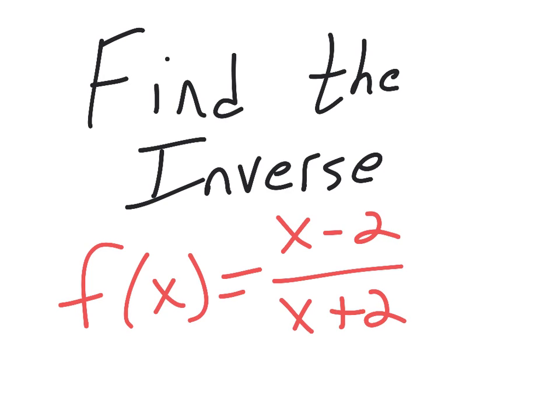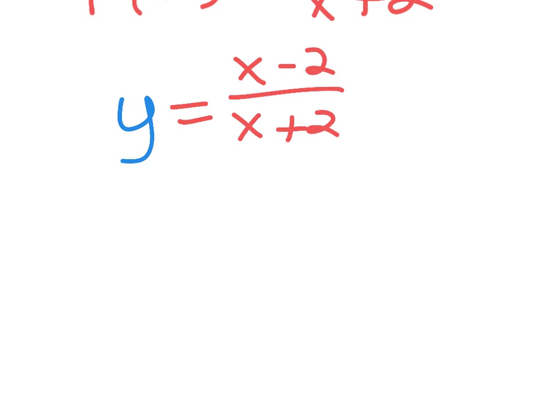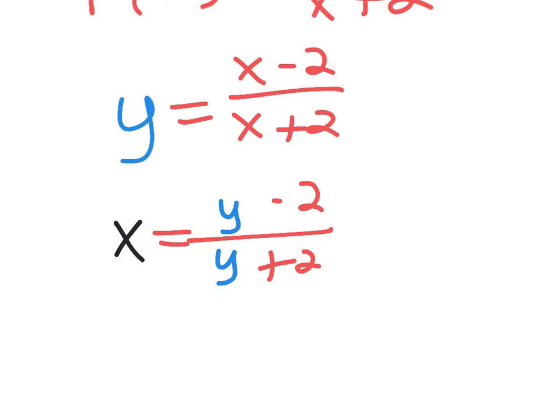So if you need to find the inverse of a function, first you can replace f of x with y, and then your goal is to switch the places of x and y and solve for y again. So let's switch their places. Now we've got to get y by itself.